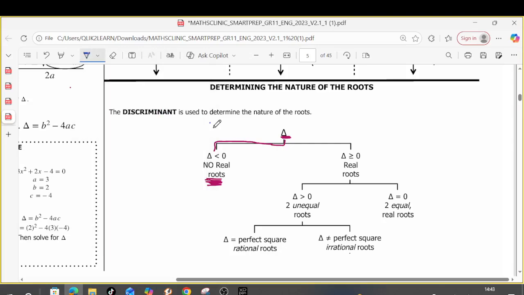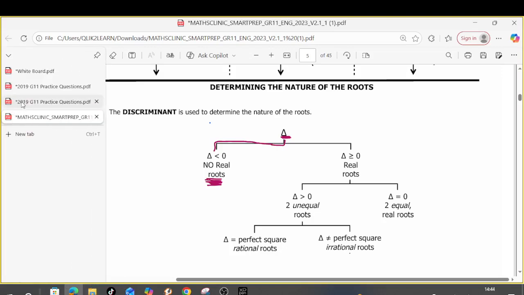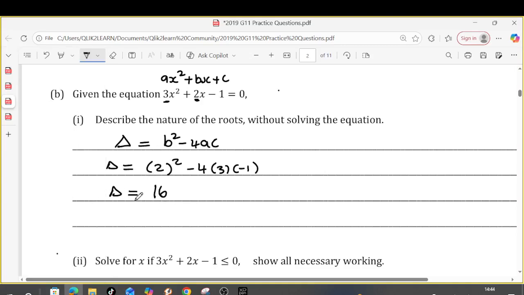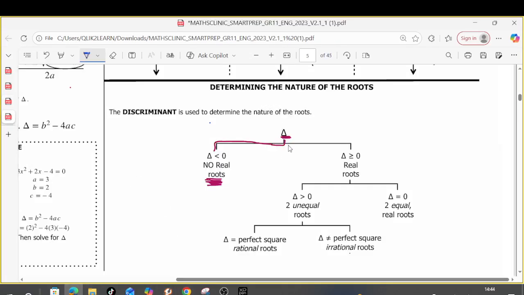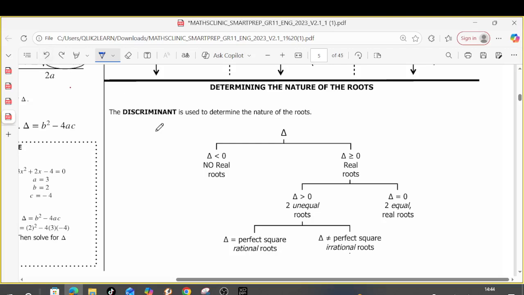I'm going to show you how. We got our answer as positive, and the answer was 16. The discriminant is 16 and they want you to find the nature of the roots. You will move from this, you go this side, you go that side. You move like this. So we start here, we're going to move in that direction. I'm not sure if you guys can see this now.